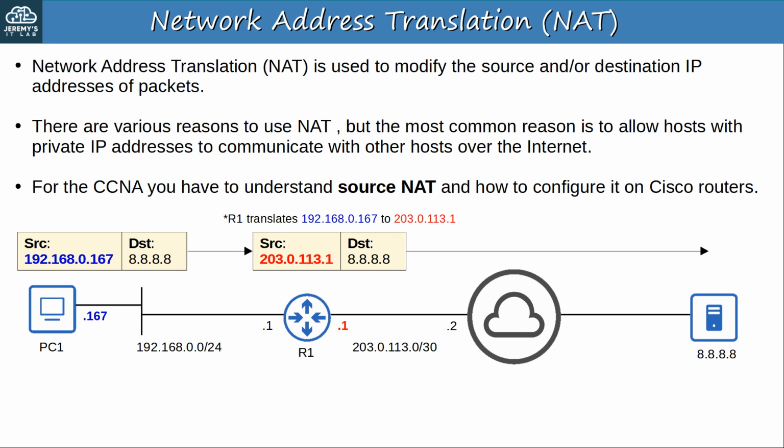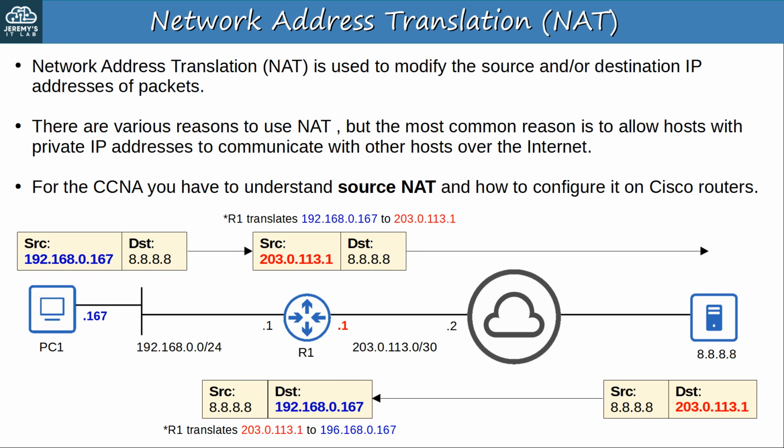Now the server will send a reply. The source is 8.8.8.8, and the destination is 203.0.113.1. It sends the packet to R1, which then reverses the translation. 203.0.113.1 is translated back to 192.168.0.167. Although in this case the destination IP is being changed, this isn't destination NAT. R1 is just reverting the previously translated address back to PC1's actual IP address. And then finally, the server's response reaches PC1.